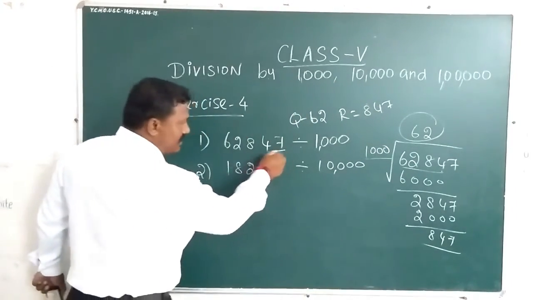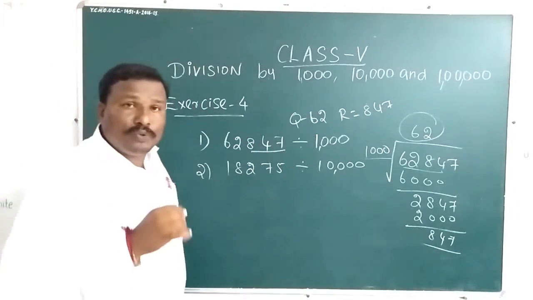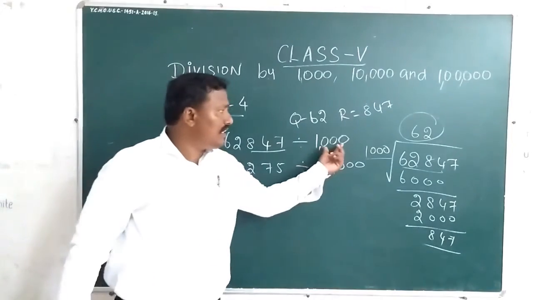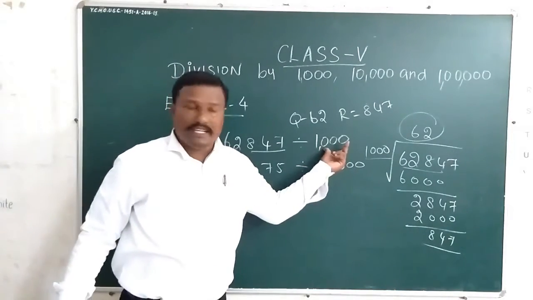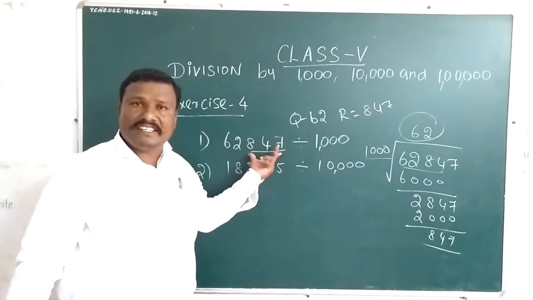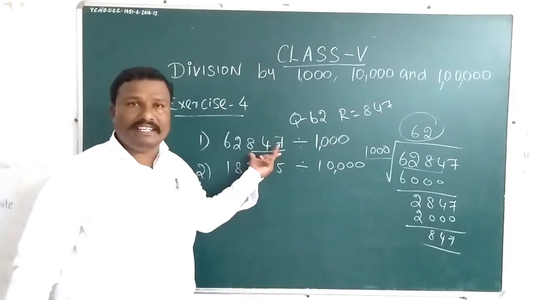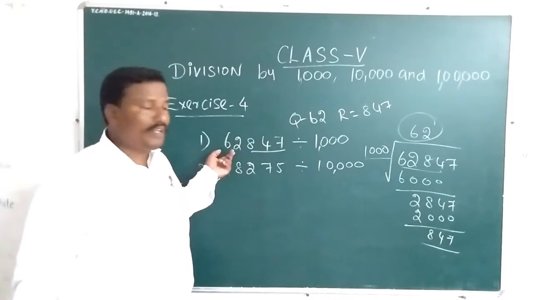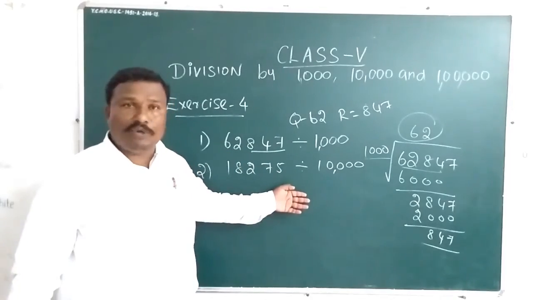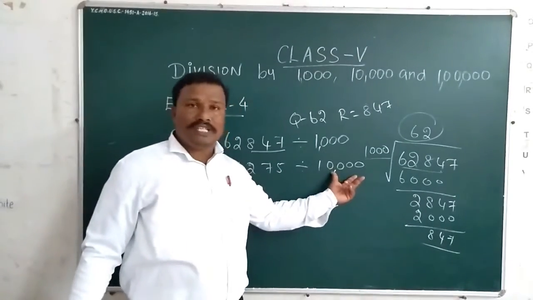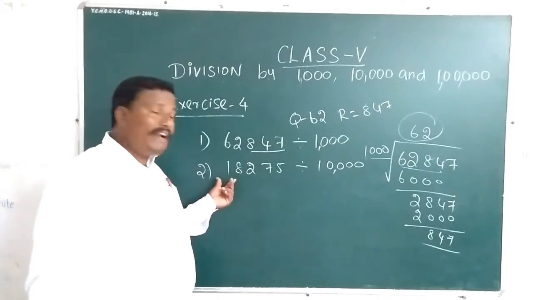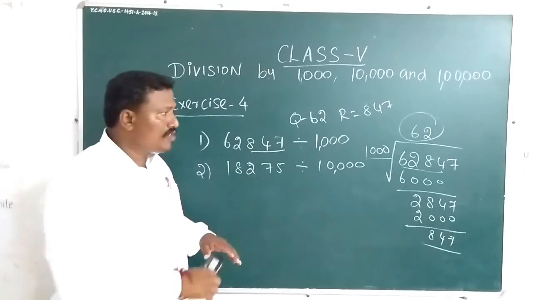So when you divide by 1000, because 1000 has 3 zeros, the last three digits you have to take as a remainder. The remaining rest of the digits take as a quotient. Okay. When you divide by 10,000, there are 4 zeros. So take the last 4 digits as a remainder, remaining digits as a quotient. So let me explain.